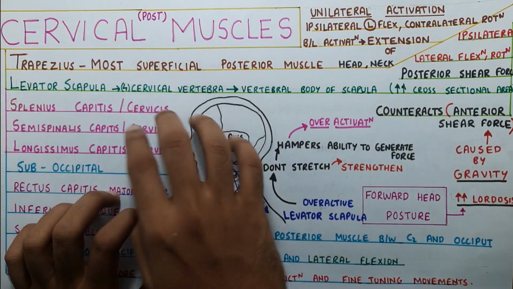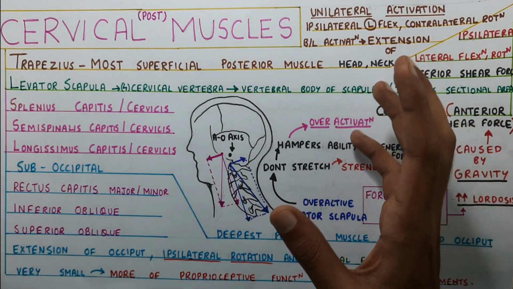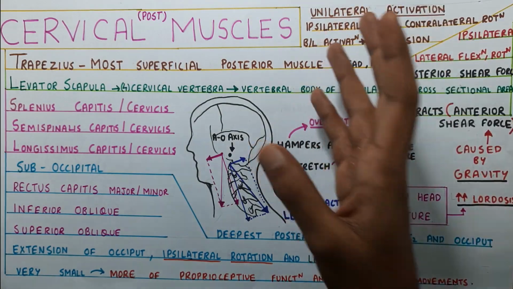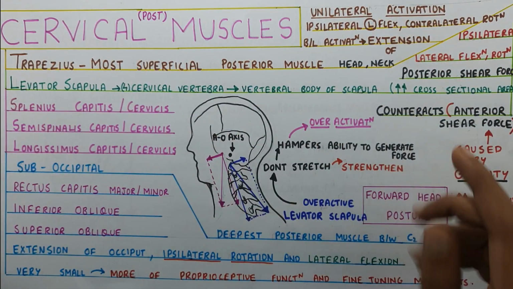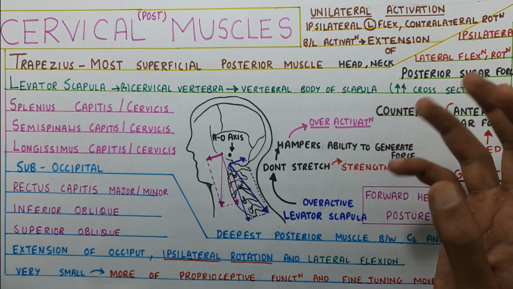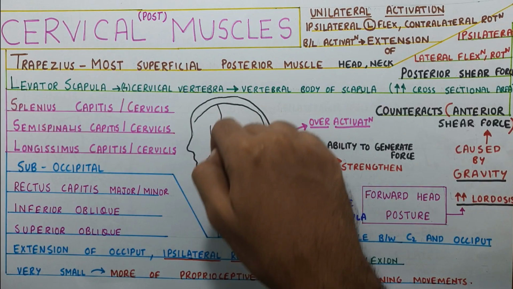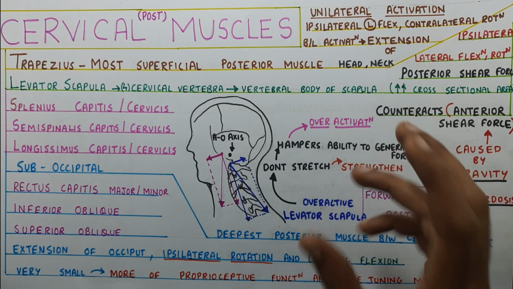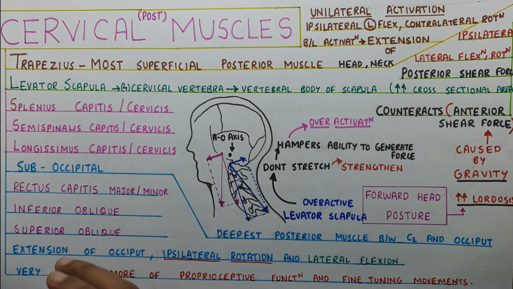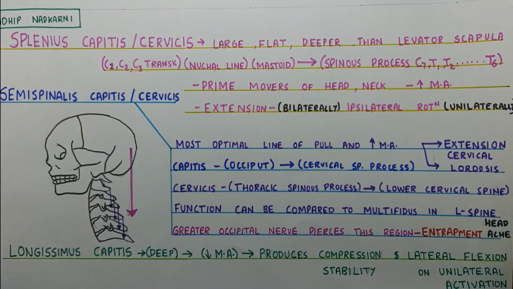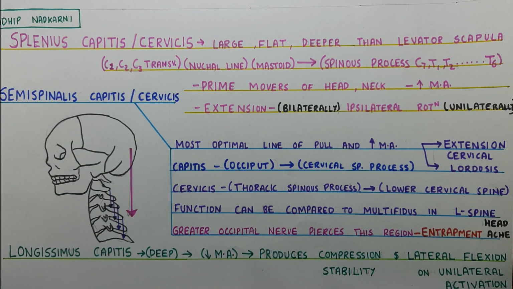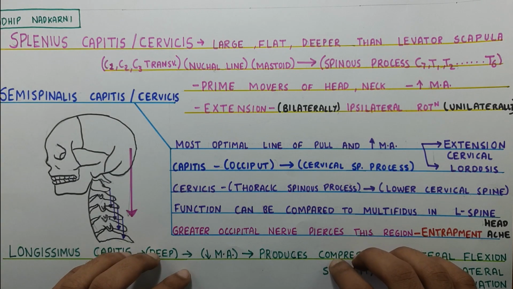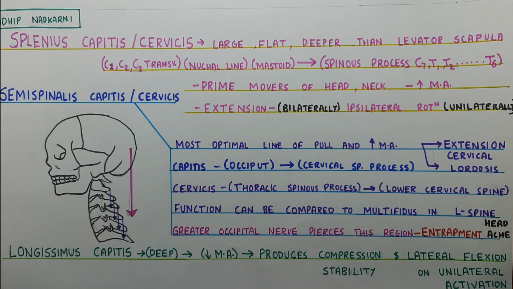Okay, so now let's quickly summarize the topic. We have the trapezius and levator scapulae, which are comparatively superficial muscles. Trapezius causes lateral flexion, rotation and extension in the head, whereas the levator scapulae, its main function is to create that posterior shear force to counterbalance your function of the gravity. And we also discussed why you shouldn't stretch the levator scapulae in forward head posture. Then we also saw the suboccipital muscles, whose function is to fine-tune the movements in the cervical region. Then we moved on to the splenius capitis cervicis, semispinalis capitis cervicis and longissimus. Longissimus being the deepest muscle with very less movement arm, which has the function of stability.